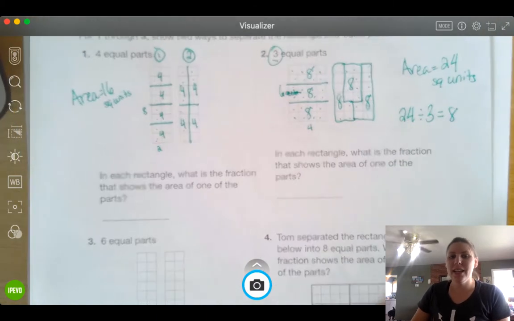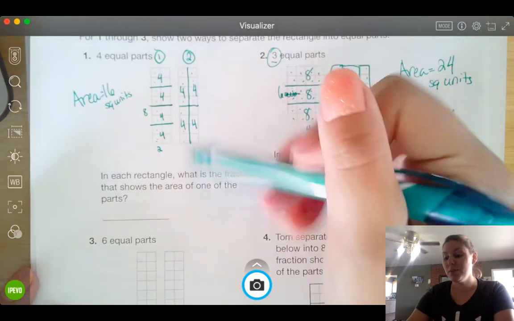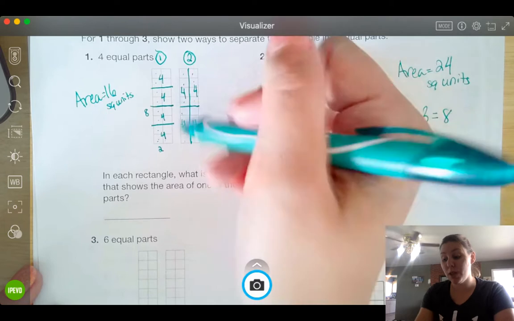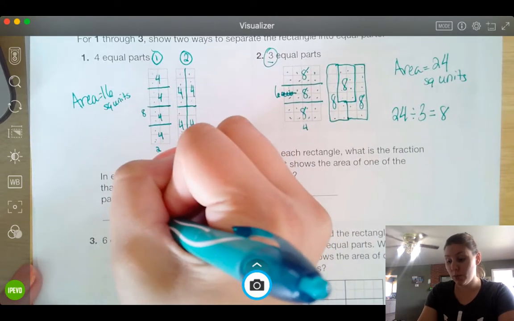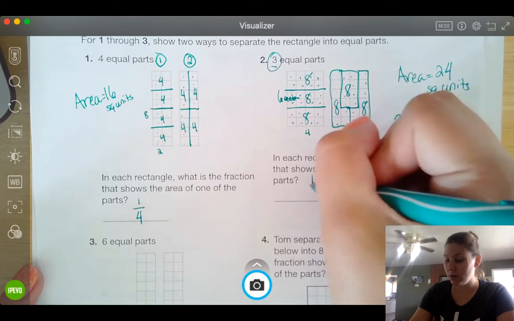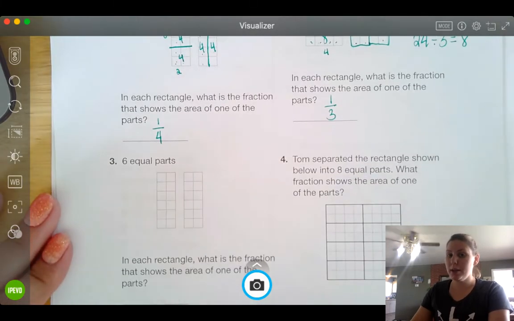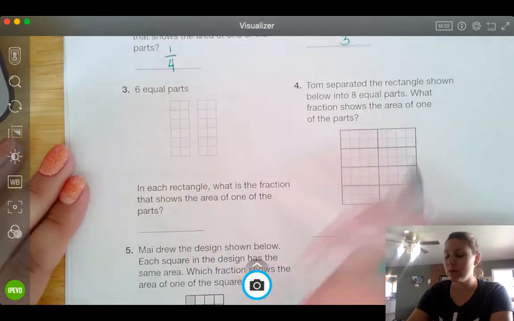Okay. And for each rectangle, what is the fraction that shows the area of one of the parts? What is our unit fraction? So here on number 1, our unit fraction would be 1/4, 1 out of 4 pieces. Our unit fraction on number 2 would be 1/3, 1 out of 3 pieces. And number 3, we're doing the same thing. It wants 6 equal parts.